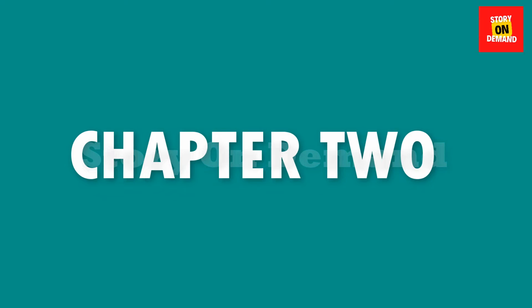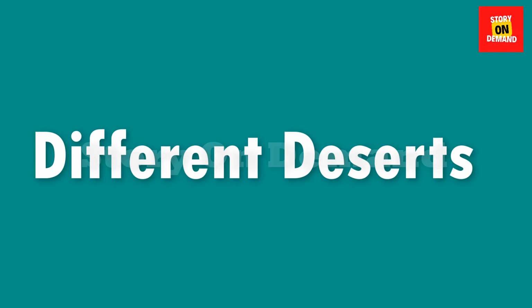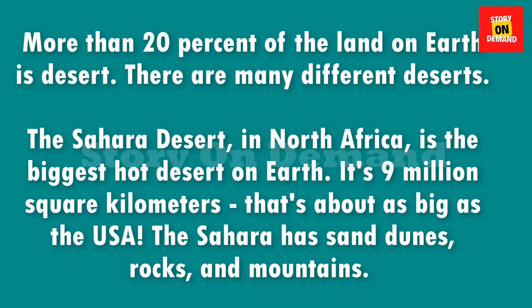Chapter 2. Different deserts. More than 20% of the land on Earth is desert. There are many different deserts. The Sahara Desert in North Africa is the biggest hot desert on Earth. It's 9 million square kilometers. That's about as big as the USA.